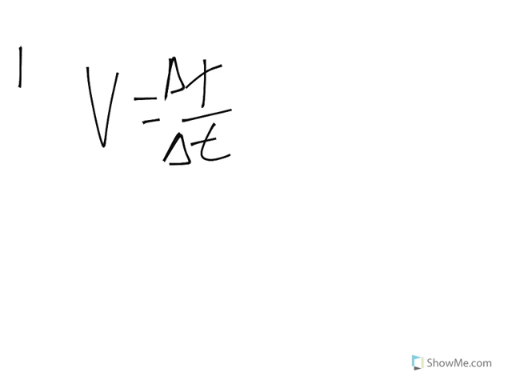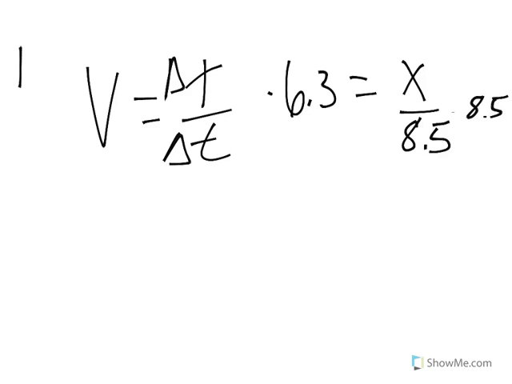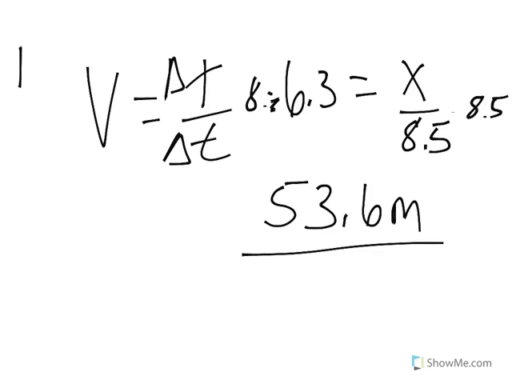And so we know that the car is going 6.3 meters per second, and it is going a distance that is unknown, a position that we don't know yet, and it's going that way for 8.5 seconds. So if you multiply 8.5 times 6.3, that would be 53.6 meters, and that would be your answer.